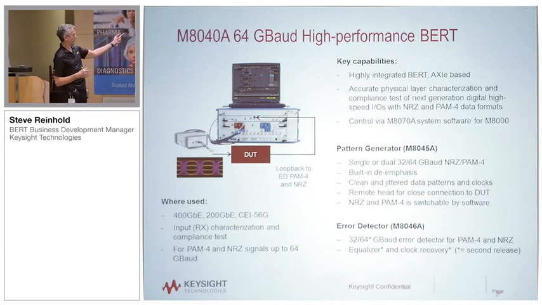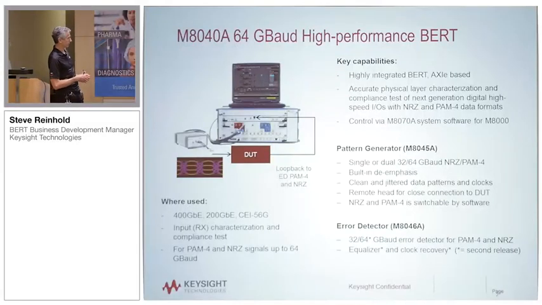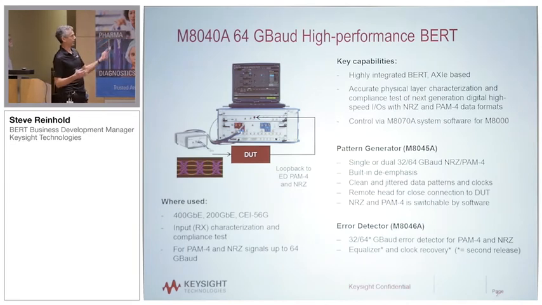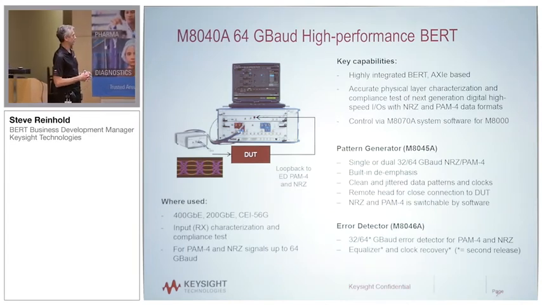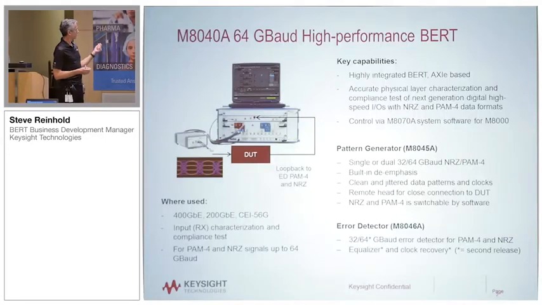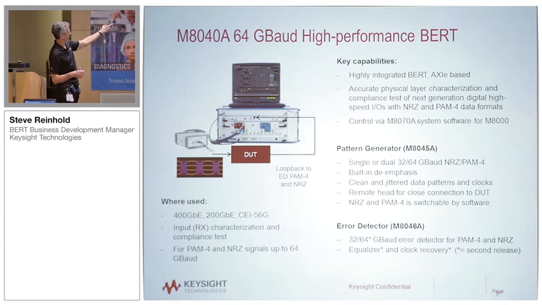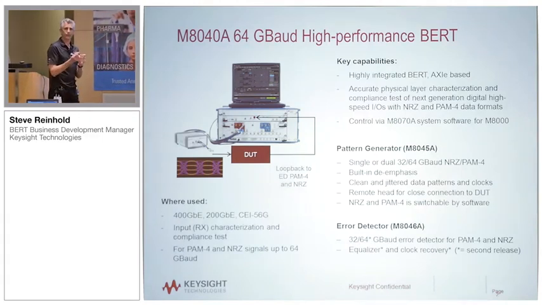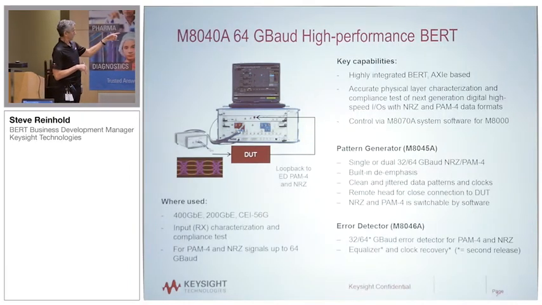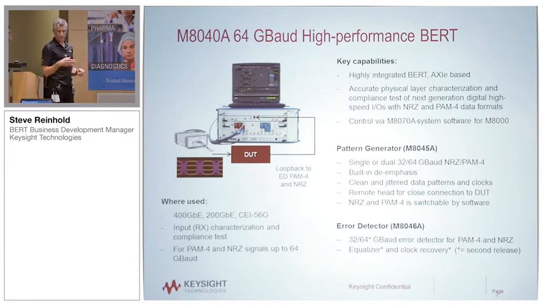It consists of two main parts, the pattern generator, which we call the M8045A. You can get it in a single or dual channel version, again with built-in de-emphasis. We have all of the jitters that you need to do some of the stressed eye testing that Steve talked about. We've incorporated a remote head, because at these speeds you don't want to lose all your signal in the cable, so we get it out close to the device under test with the remote head. And you can see up here we have little short 1.85 millimeter cables, and we publish all of our specs at the end of those cables. And again, NRZ and PAM4 switchable by software. That's the first thing I'm going to show you when I demo this.